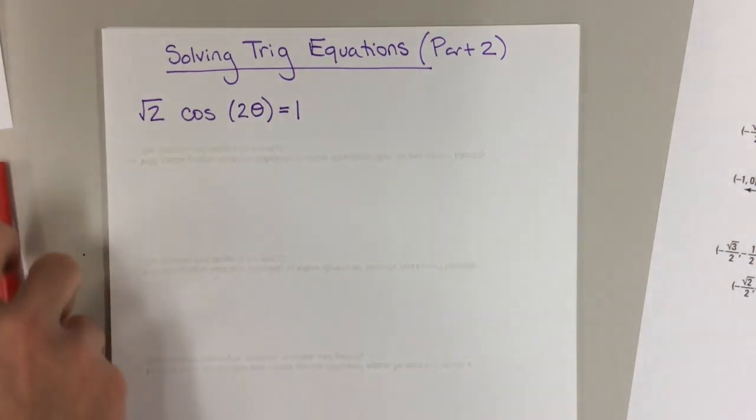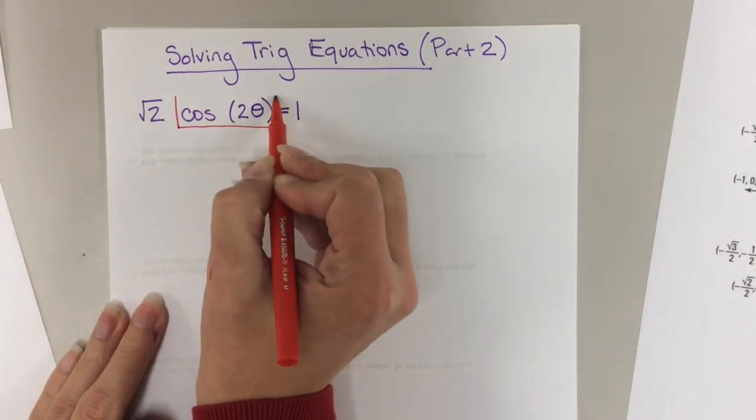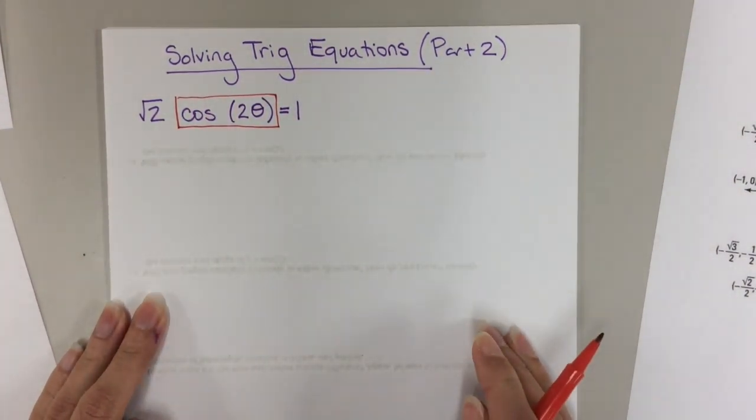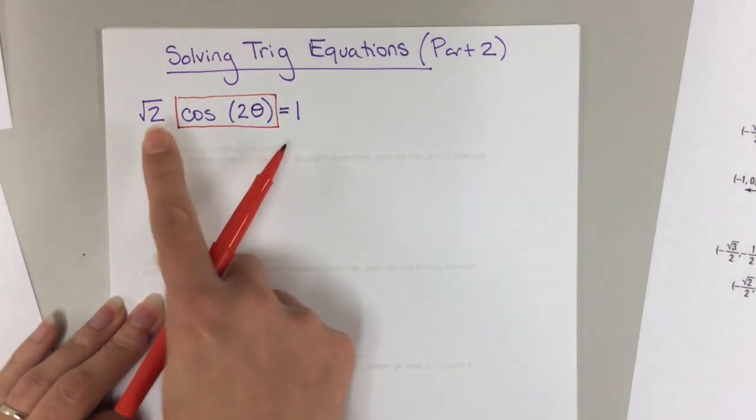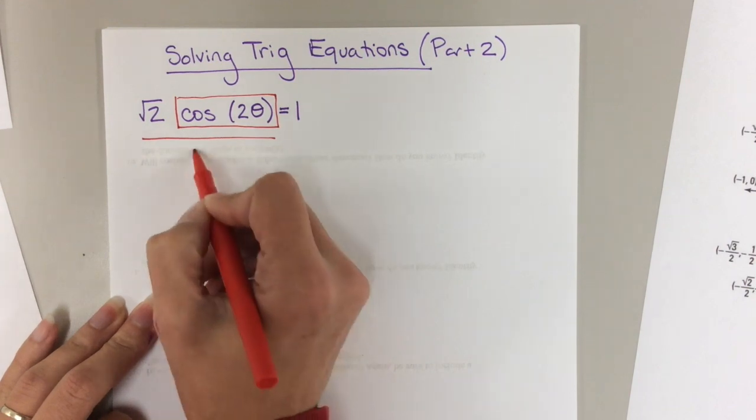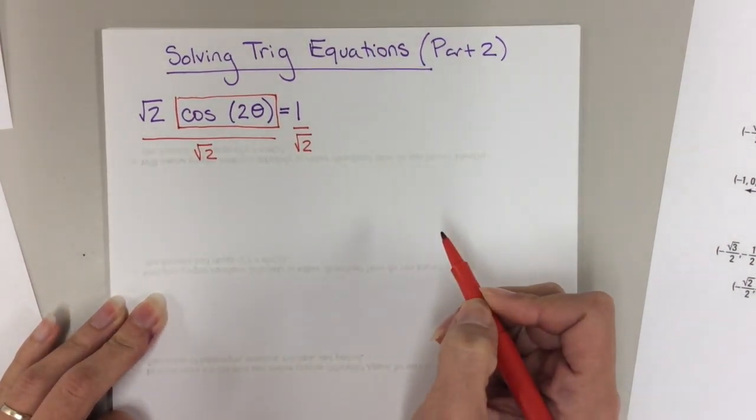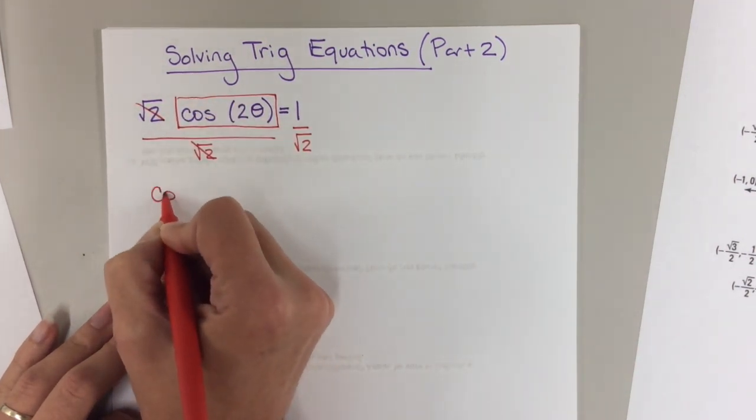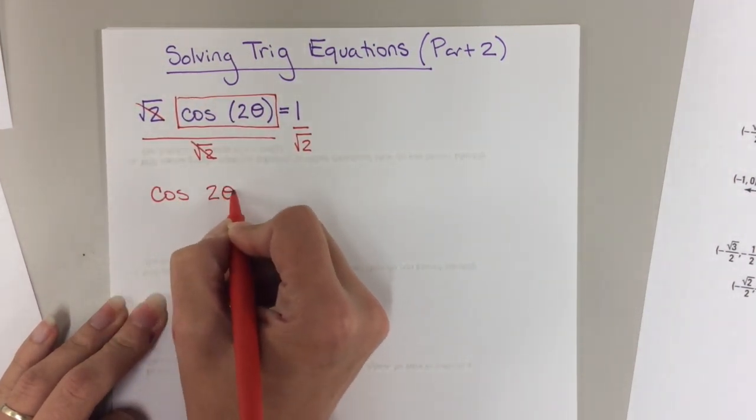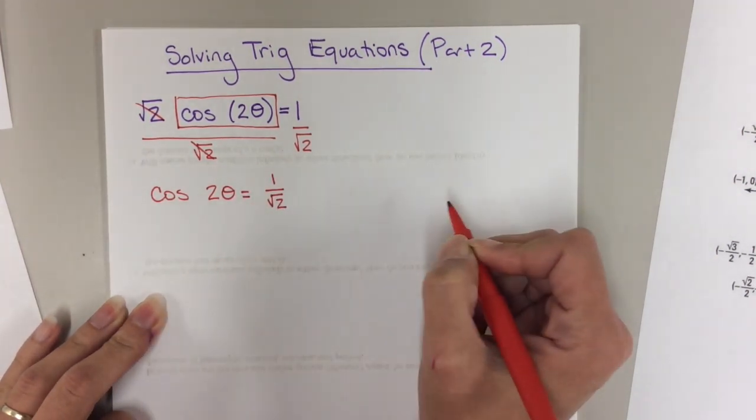We are going to isolate our trig function just like we did with the simple trig equation. So we want to get that all by itself. And so we need to get rid of this square root of 2. So we're going to divide both sides by square root of 2. And so what we end up with is this cancels out, and we have cosine of 2 theta equals 1 over the square root of 2.